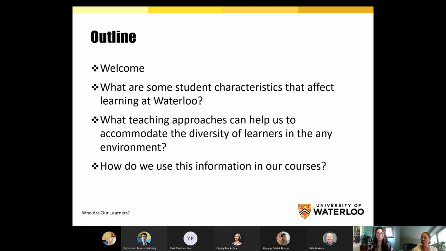And by that we mean in person or online. And finally, we want to land in a space where we're thinking about how we can use this information in our own coursework. So without further ado, I'm going to pass it off to Erin and we'll get underway.